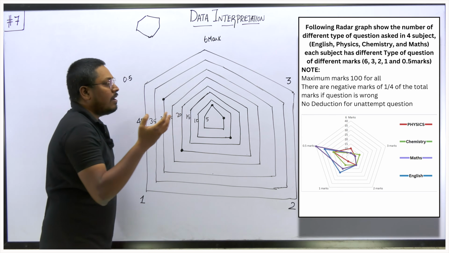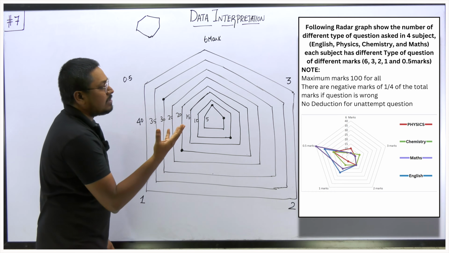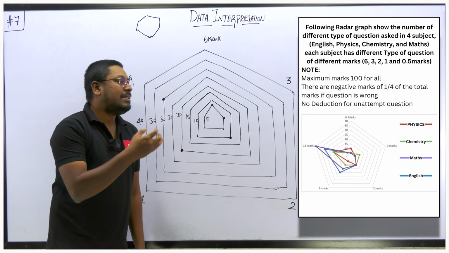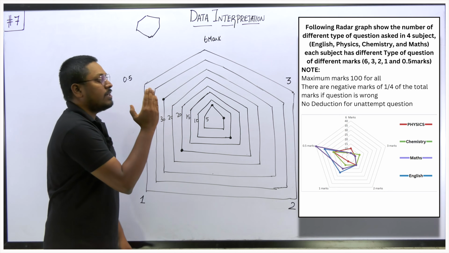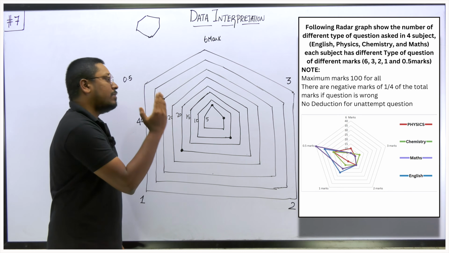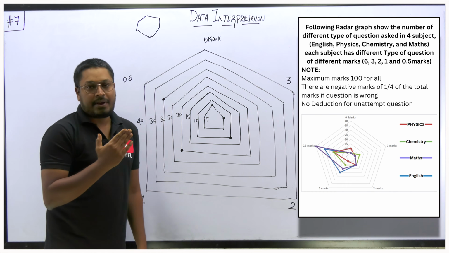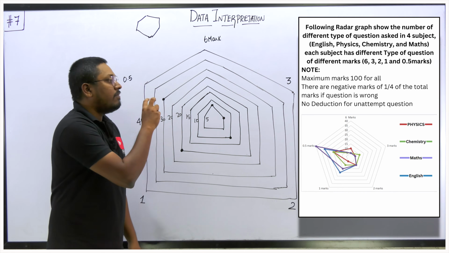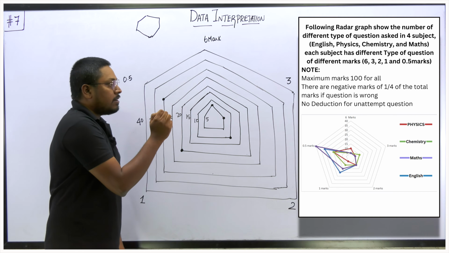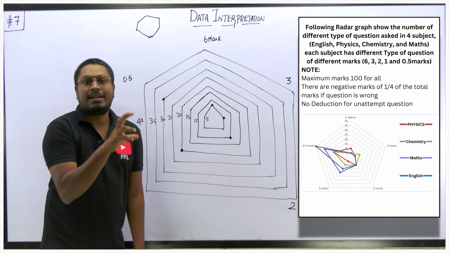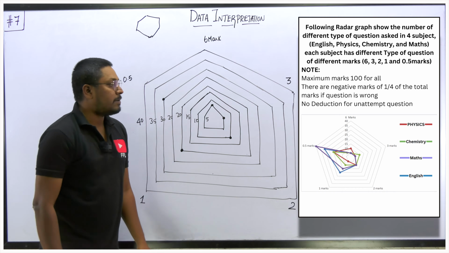So totally there are English, physics, chemistry and maths. There are 4 subjects. Each contains a different sort of question: 6 mark question, 3 mark question, 2 mark question, 1 mark question and 0.5 marks. So the total number of marks will be 100. For every wrong answer, 1 by 4 has been deducted, right?